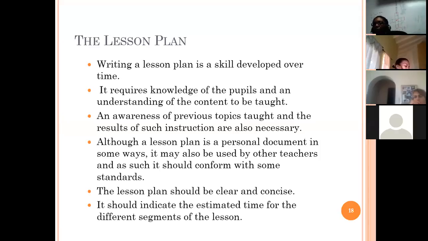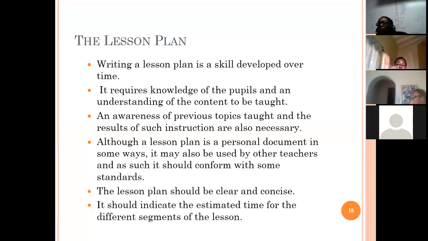So you need to have an awareness of the topics taught previously and the results of such instruction. Now, in the case of your written assignment, you don't really have any knowledge of what that would be because you're doing a hypothetical case. But you should be able to say, if I'm going to teach this topic, students really ought to have knowledge of these concepts. That's as far as you can go for this section.